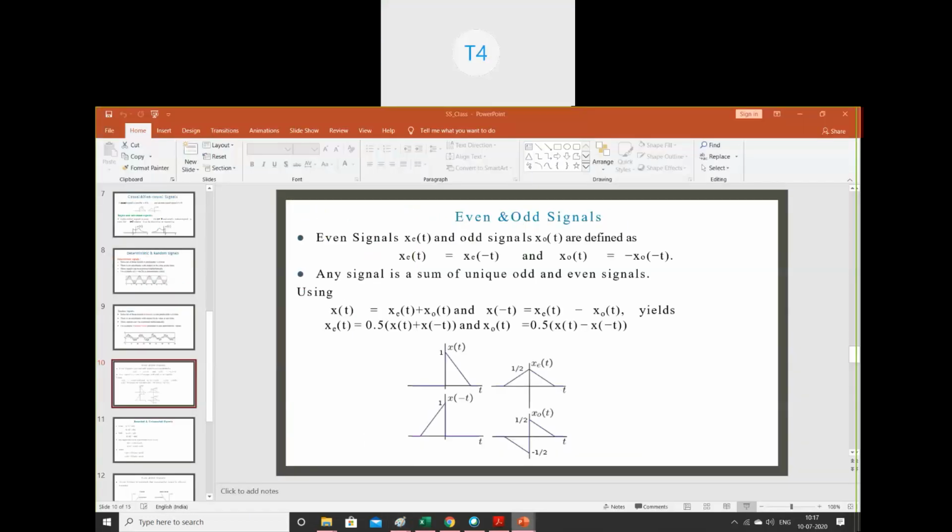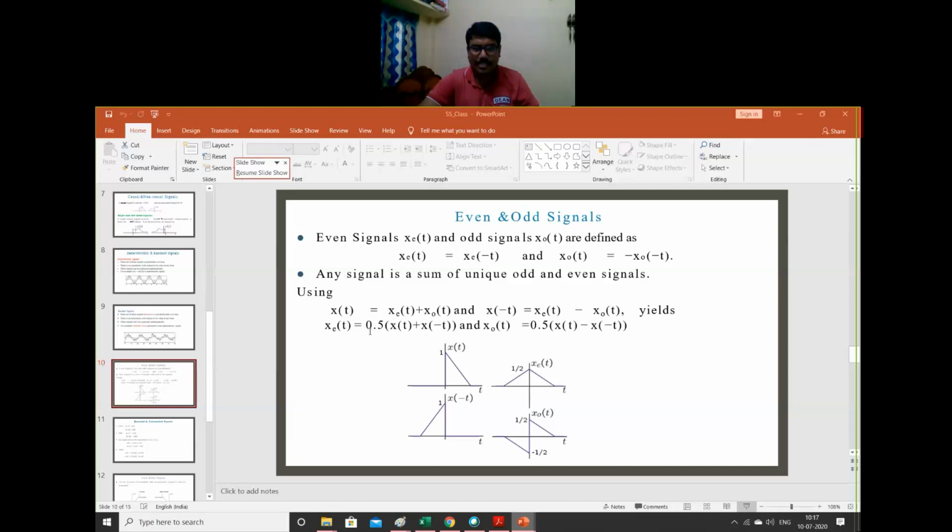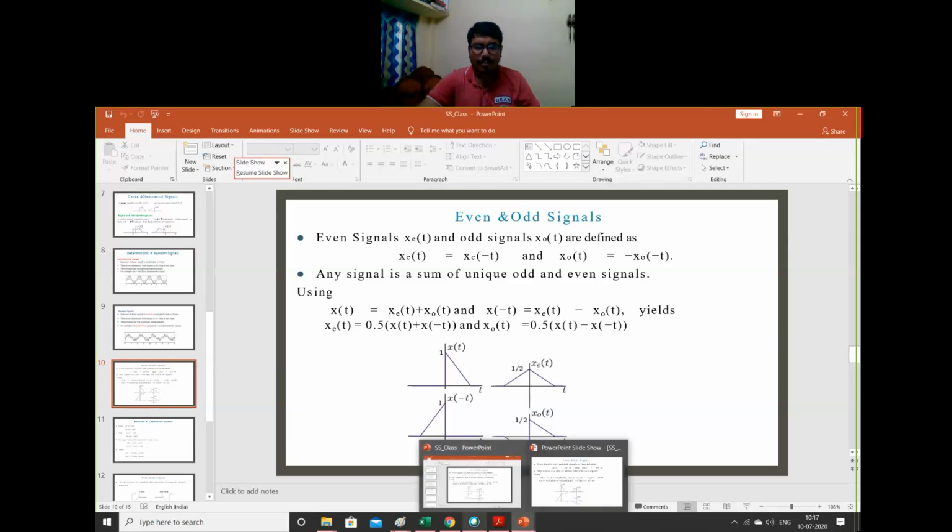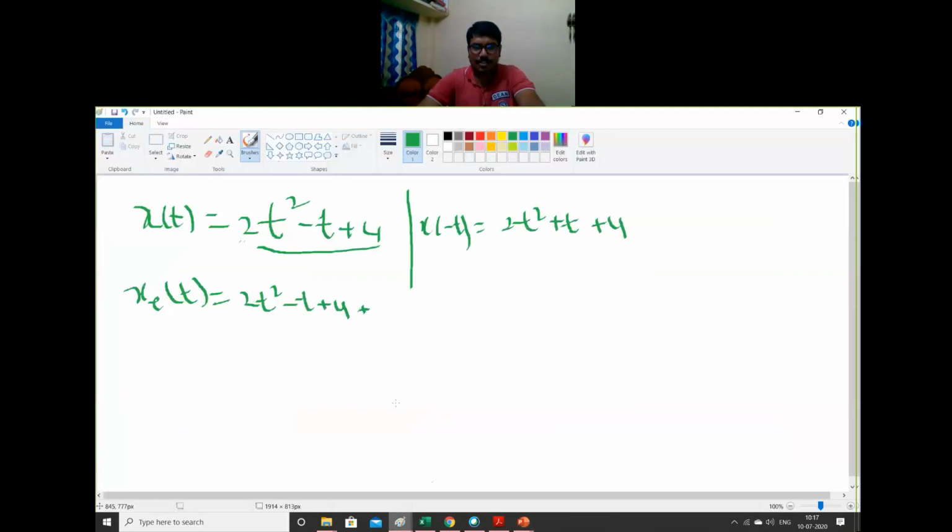Right, so this is the formula. Here you have a formula: x(t) plus x(-t). So this part is x(-t). So it is again 2t square plus t plus 4, whole by 2.